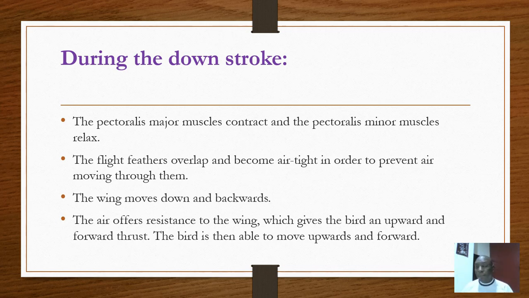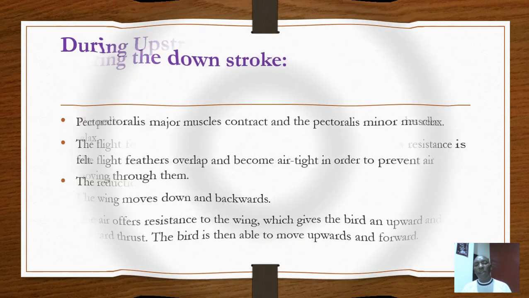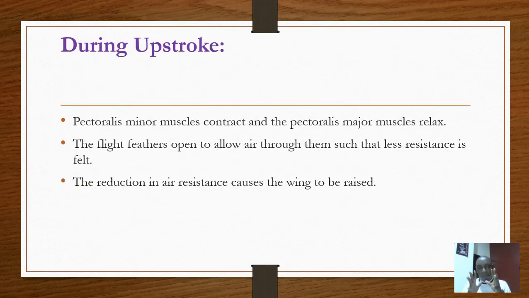In summary, flight in birds using active flight or flapping: upstroke, pectoralis minor muscles contract, pectoralis major muscles relax, the feathers open up so that air passes through them, creating less air resistance, raising the wings upwards.